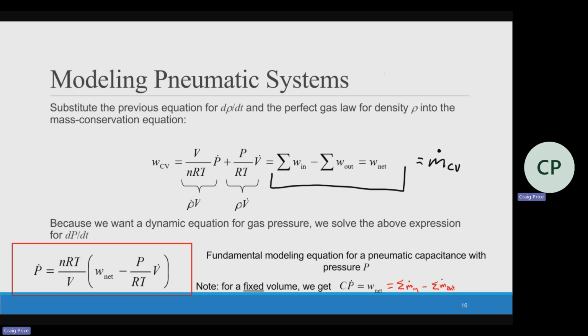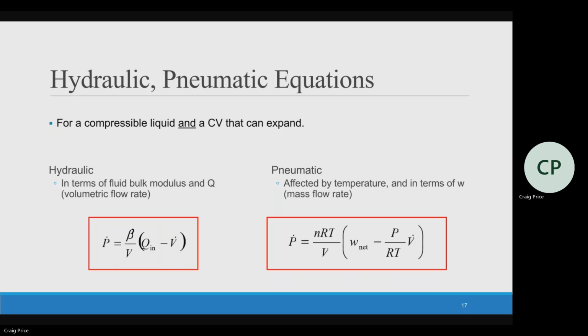Now, this equation does look a lot like the hydraulic one. So this was for a compressible fluid with a volume that can expand. This is a compressible gas with a volume that can expand. So notice they're pretty similar. Temperature does play a role for the gas, whereas it didn't over here. But again, if I just have an input and nothing's leaving that tank, then I have some kind of input mass flow rate. I could substitute in there.